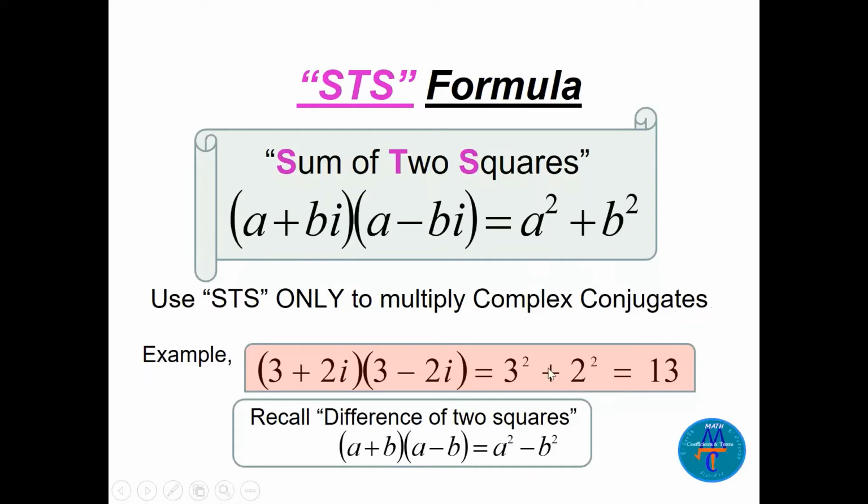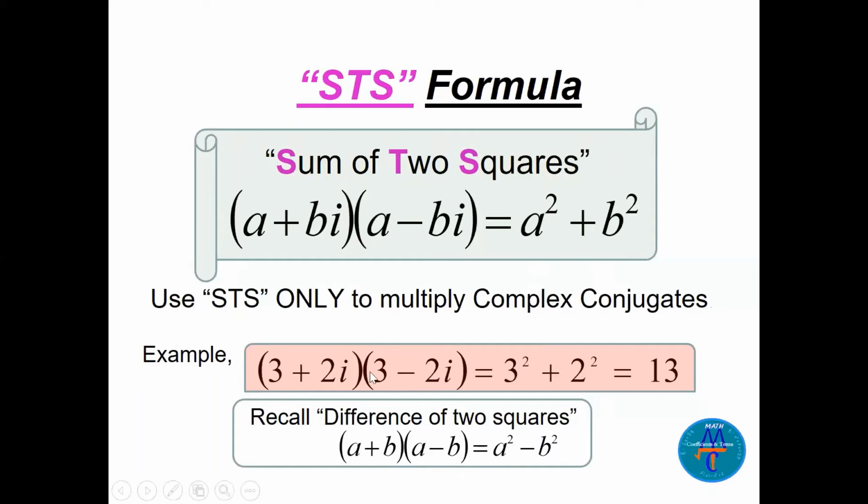Go down to the last line. Look at this one, recall this. This is in your mind: a plus b times a minus b is a squared minus b squared. This is real numbers. This is complex numbers. So in the complex numbers, we have a squared plus b squared. In the real numbers, we have a squared minus b squared. Just memorize these, understand them, and apply them.